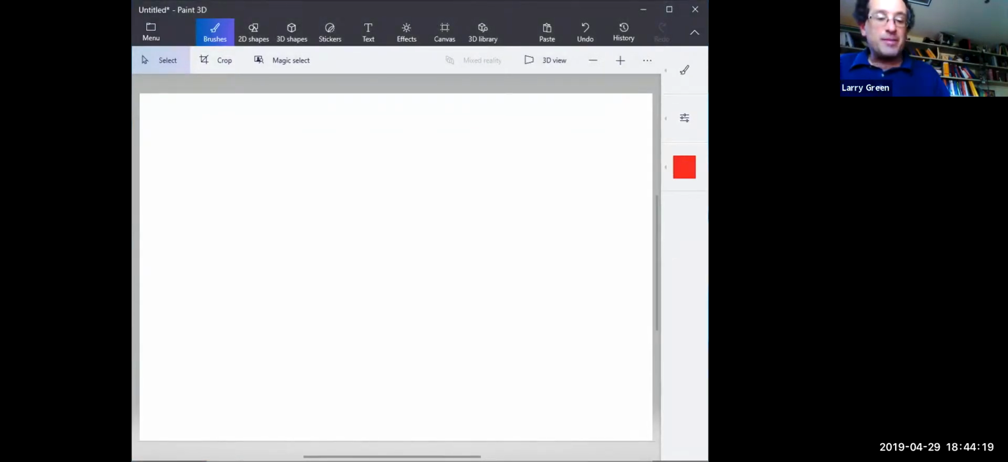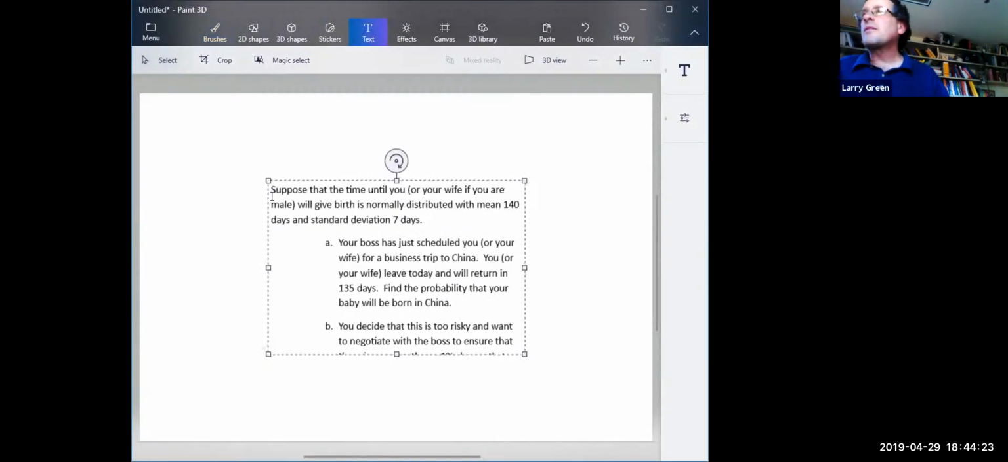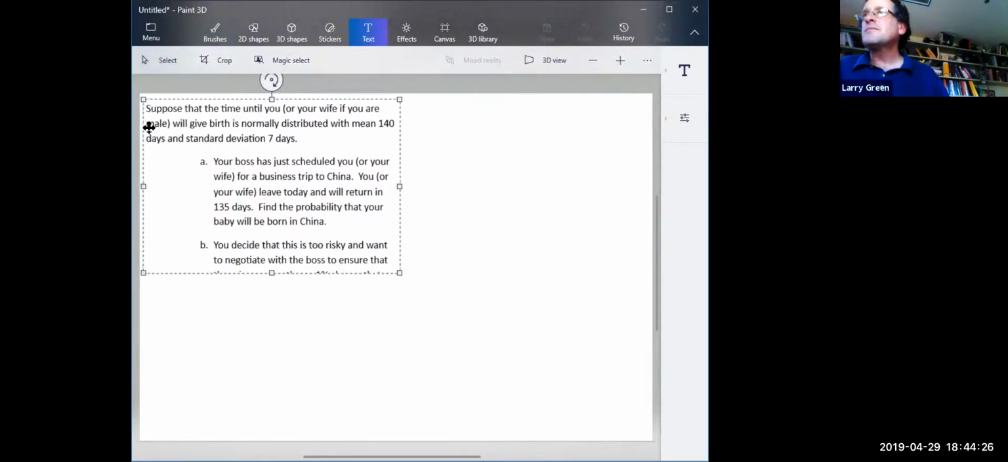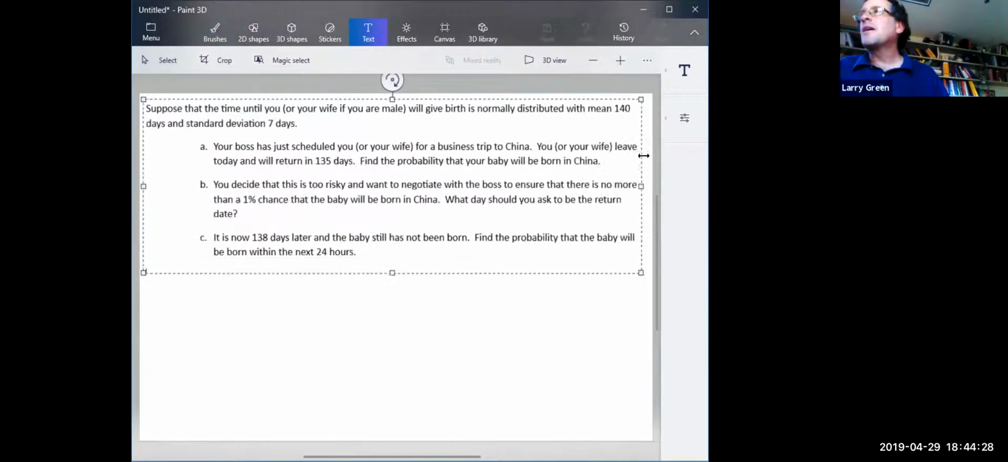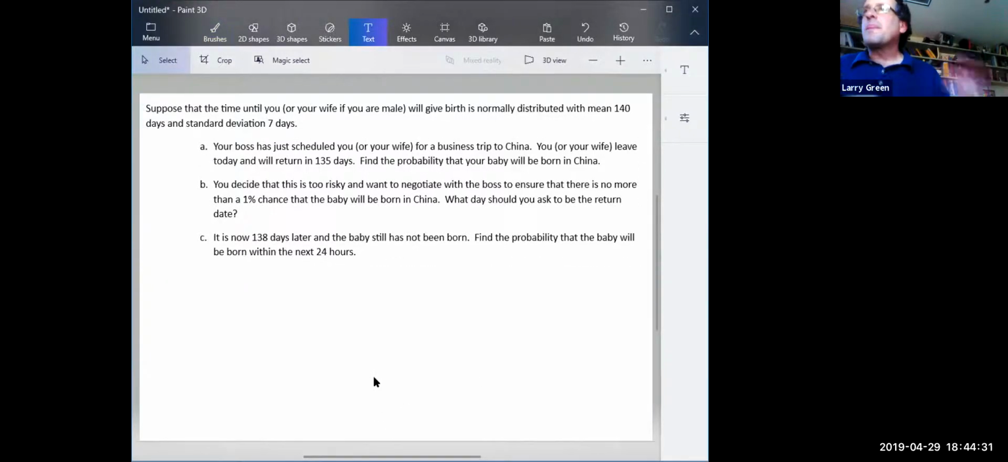So now it's time for an application. Okay, so here's the application. Suppose that the time until you, or your wife if you're male, will give birth is normally distributed with mean 140 days and standard deviation 7 days. So I want to let you know this doesn't quite work anymore. It used to be normally distributed. It isn't anymore for giving birth. I don't know why.